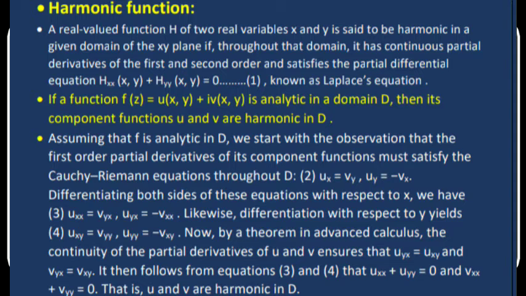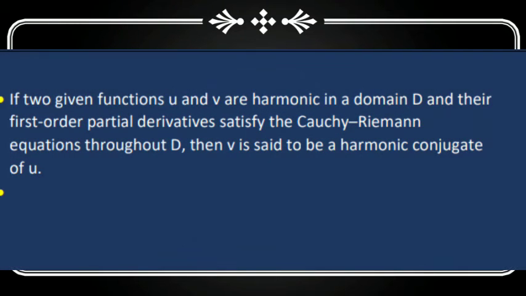A real valued function h is said to be harmonic if it satisfies the Laplace equation. And if a real valued function is analytic in a domain D, then its component functions u and v are harmonic in the domain D. Now, if two given functions u and v are harmonic in a domain D and their first order partial derivatives satisfy the CR equation, then v is said to be the harmonic conjugate of u.